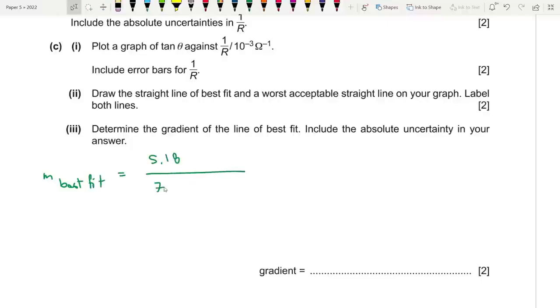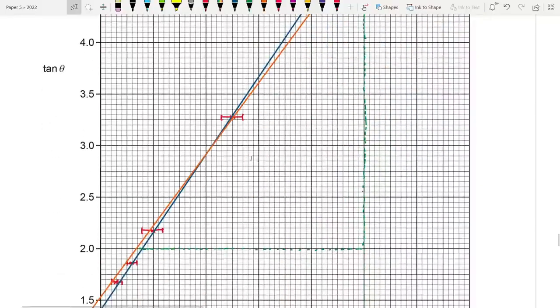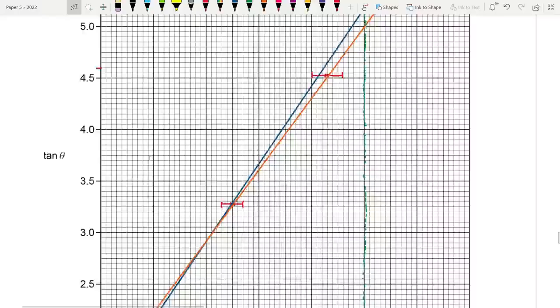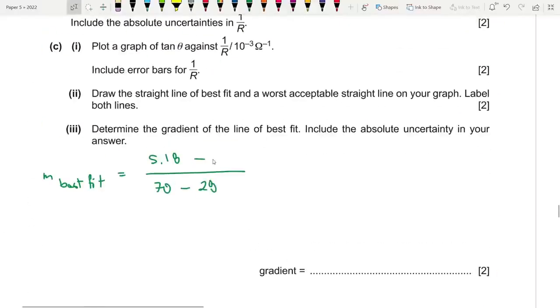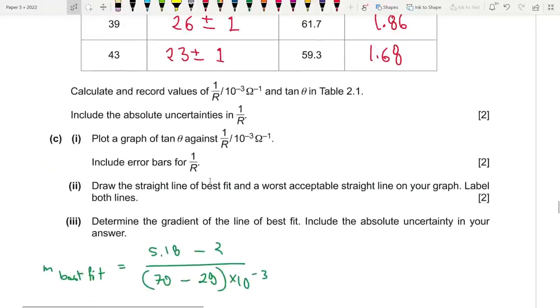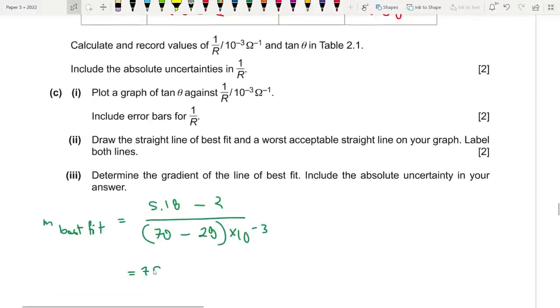5.18 divided by 70 minus, what about this one? The blue one, right? So the blue one is at 25, 26, 27, 28. 28 and 2. But hear me out. In the x-axis, we have it multiplied with 10 to the power minus 3. So make sure you don't miss these out, right? What are you getting? 5.18 minus 2 divided by 70 minus 28 into 10 to the power minus 3. I'm getting a value of 75.71428571. There are no accuracy marks for this, by the way.